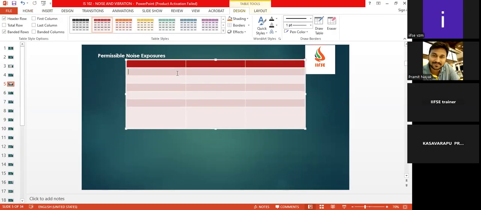If I say 90 dB, he can be exposed for 8 hours. So when I say every increment of 5 decibels, it will automatically reduce to half of the time of his work hours. When I say 100 dB, what is the time duration he can be exposed? 2 hours. Great. When I say 115, 0.25.